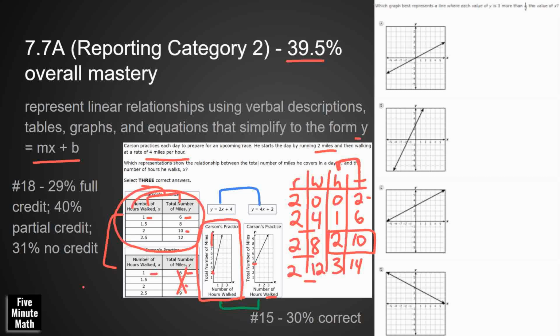The y-intercept: what happens when you have 0 on the x-axis? The x-axis is labeled as number of hours walked, so before he's walked, what has he done? He's run 2 miles. Now, how do we put all this together into slope-intercept form?